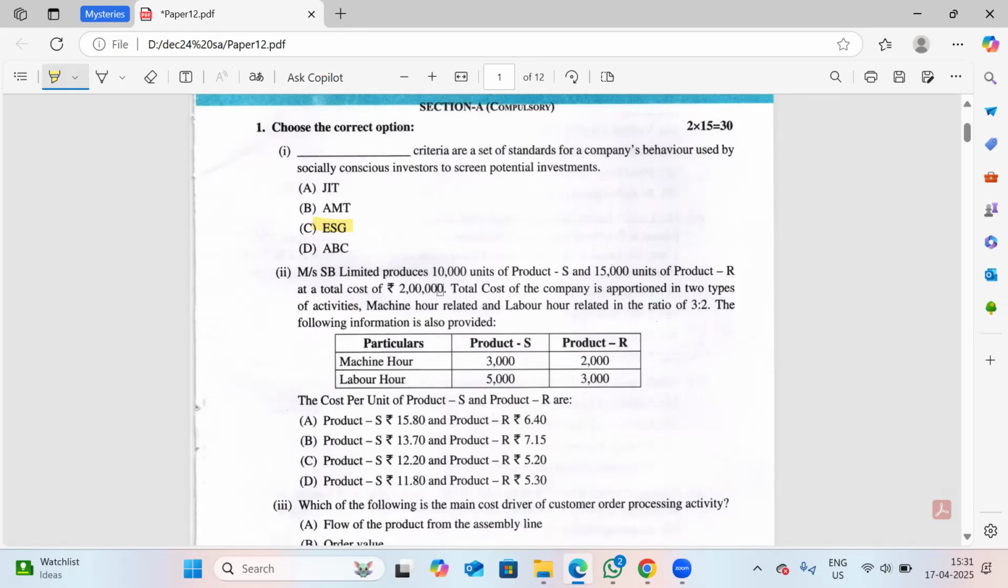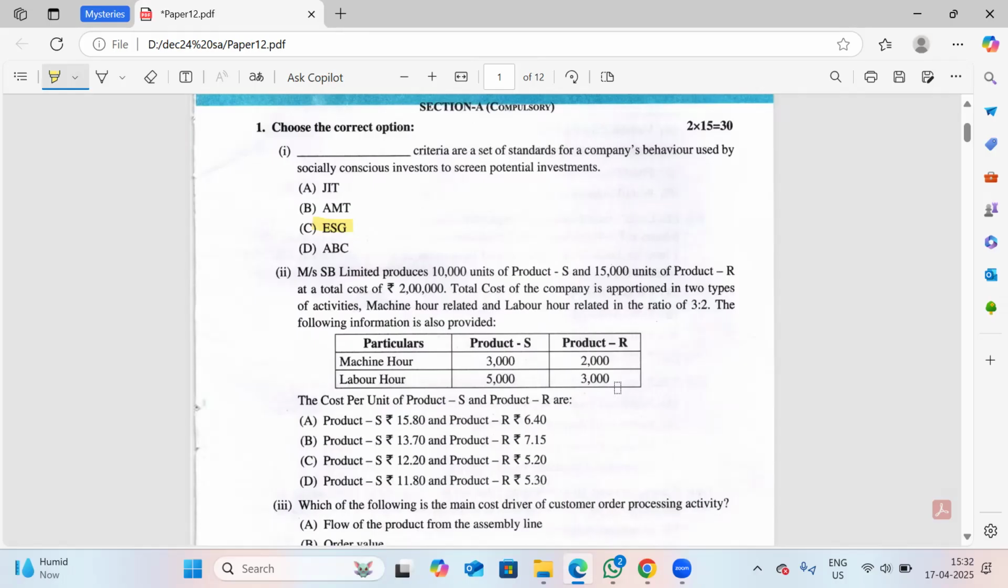SB Limited produces 10,000 units of product S and 15,000 units of product R at a total cost of 2 lakhs. The total cost of the company is apportioned to two types of activities, machine related and labor related, in the ratio 3:2. The following information is also provided: machine hours, product S 3,000 hours and product R 2,000 hours; labor hours, 5,000 and 3,000 hours. We need to calculate the cost per unit of products S and R.